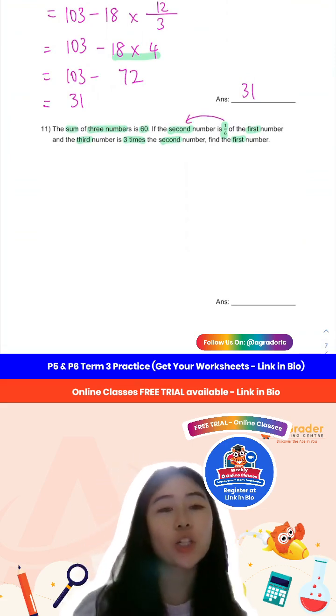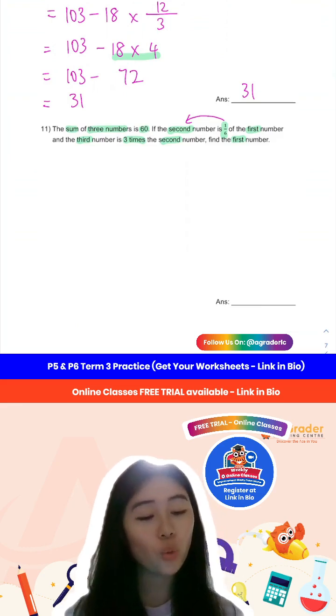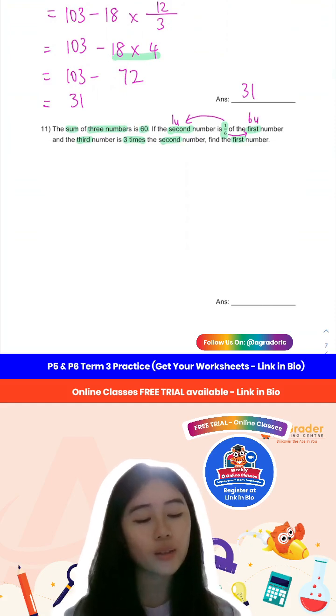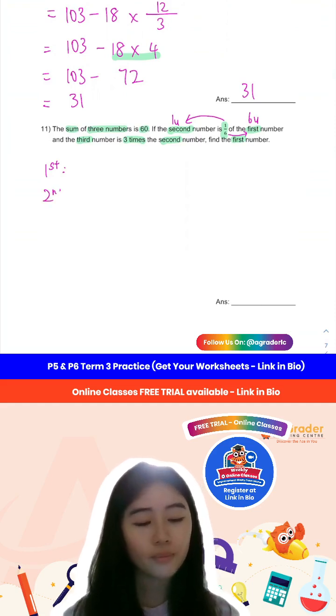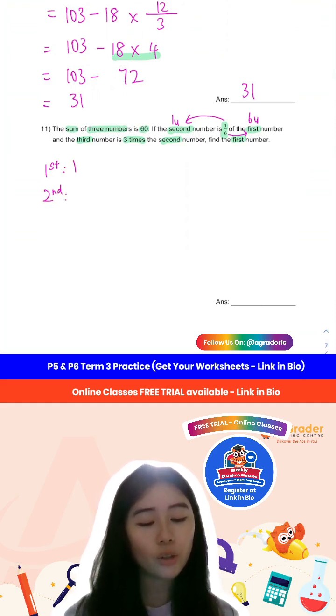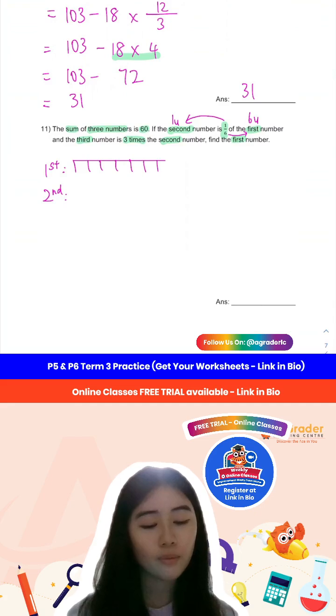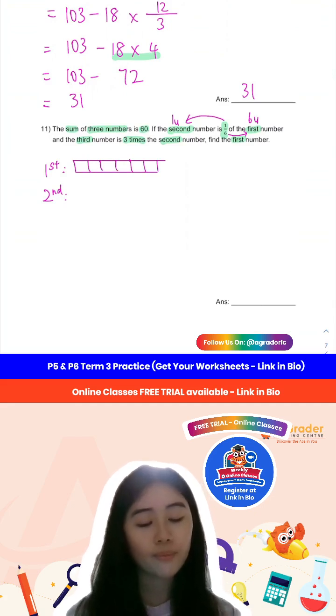Now, when you see a fraction, you can allocate units. So the 1 over here, you can allocate it to the second number. The denominator, you can point it at the first number. So the first number is 6 units. I'm going to draw a model for this, but of course, you can just use units. That's fine. So based on this, your first number is 6 units. Your second number is just 1 unit.